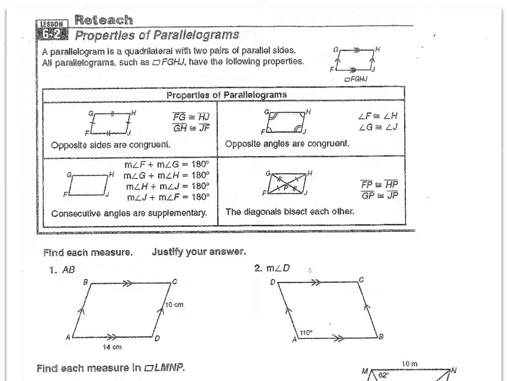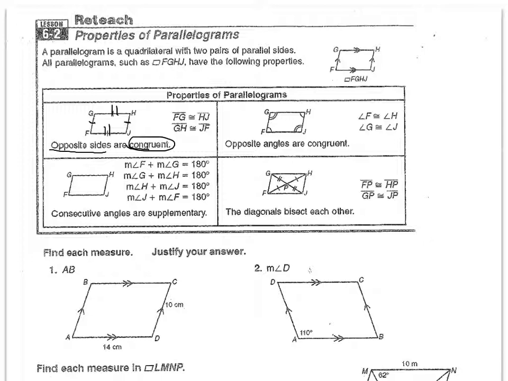Now, there are 4 more properties that we need to know. The first one is opposite sides are congruent, okay? So you have to remember that if you have tick marks, this is a tick mark, this is a tick mark, those 2 pieces are equal. And then GH, this one and this one, those 2 segments are equal, okay? So opposite sides are equal.